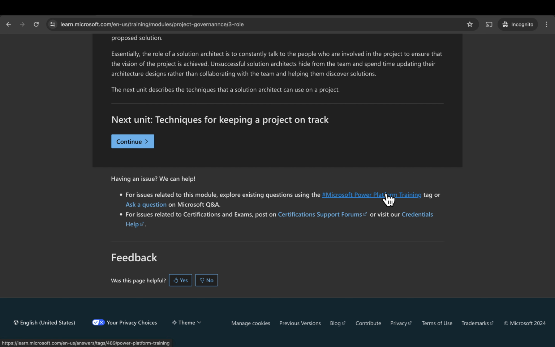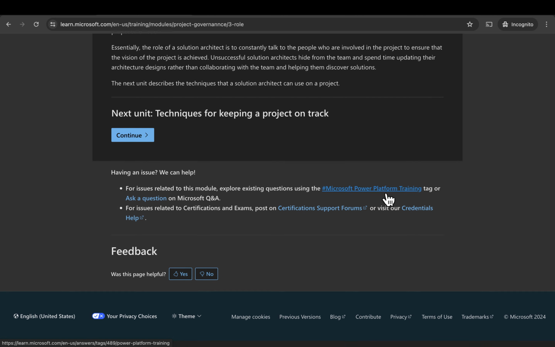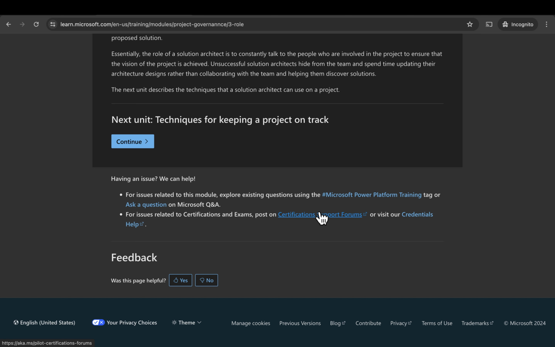Unsuccessful solution architects hide from the team and spend time updating their architecture designs rather than collaborating with the team and helping them discover solutions. The next unit describes the techniques that a solution architect can use on a project. Next unit: techniques for keeping a project on track.